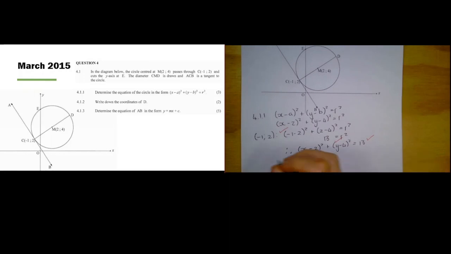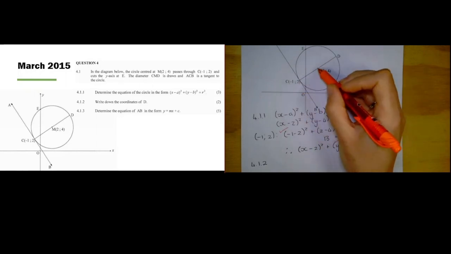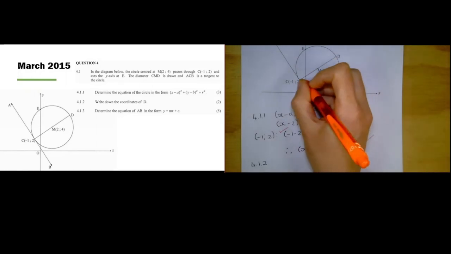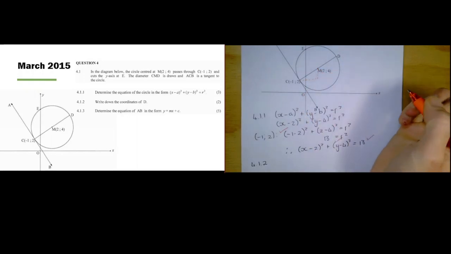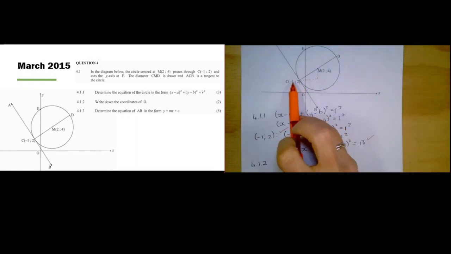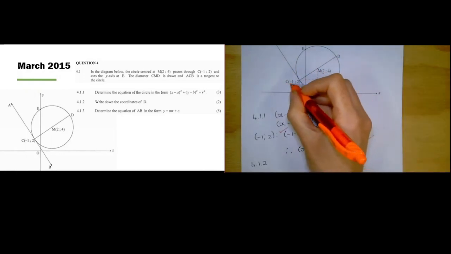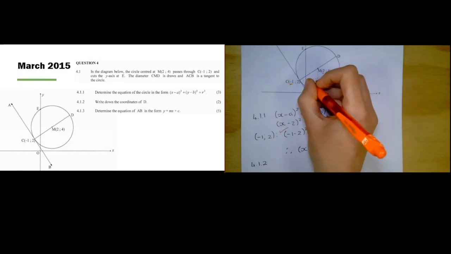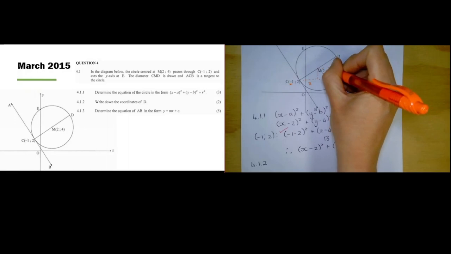Question 4.1.2. They ask us, write down the coordinates of D. So we don't have to calculate, we have to write it down. Now the way I do it is, remember, CMD is on a straight line. So I check, how did my x's and my y's move? What was the difference? My x at C was negative 1 and my x at M was 2. That is a horizontal move of 3, which means that must also be 3.